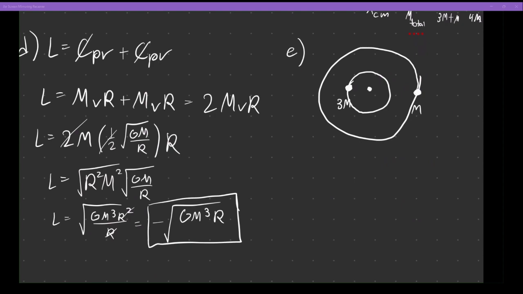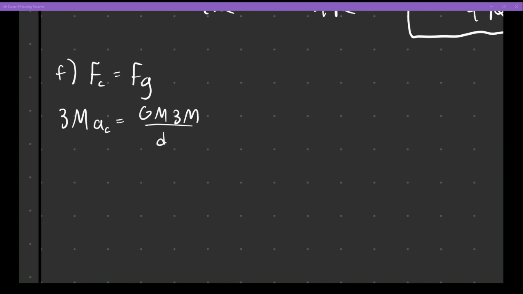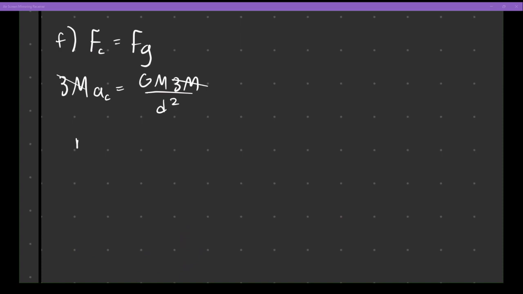Alright, so now we're going on to part F, which is asking for the angular speed of the 3m mass. So first off, I'm going to set FC equals FG. And then this time I'm going to set 3m AC is equal to GM 3m over d squared. And the 3m will cancel out with that 3m, so I get AC. But then AC I know is r omega squared. This is for the 3m. And then over here, d squared.